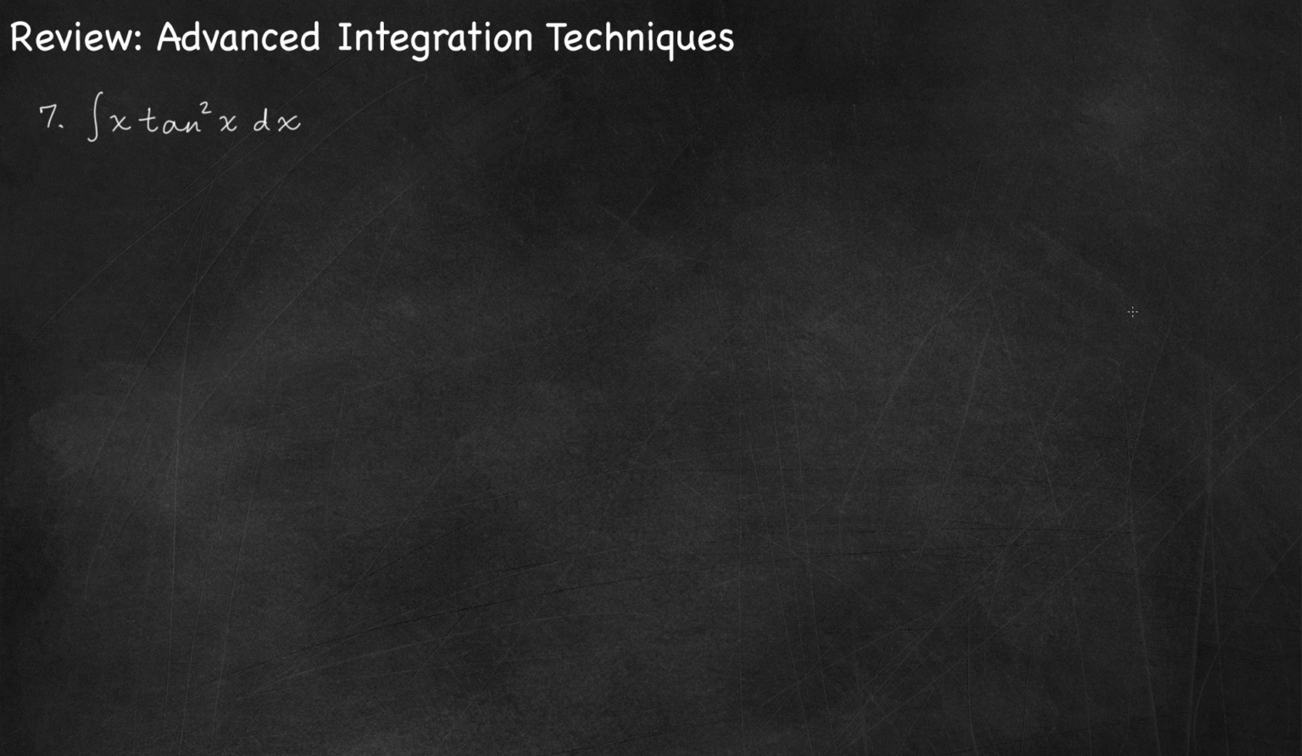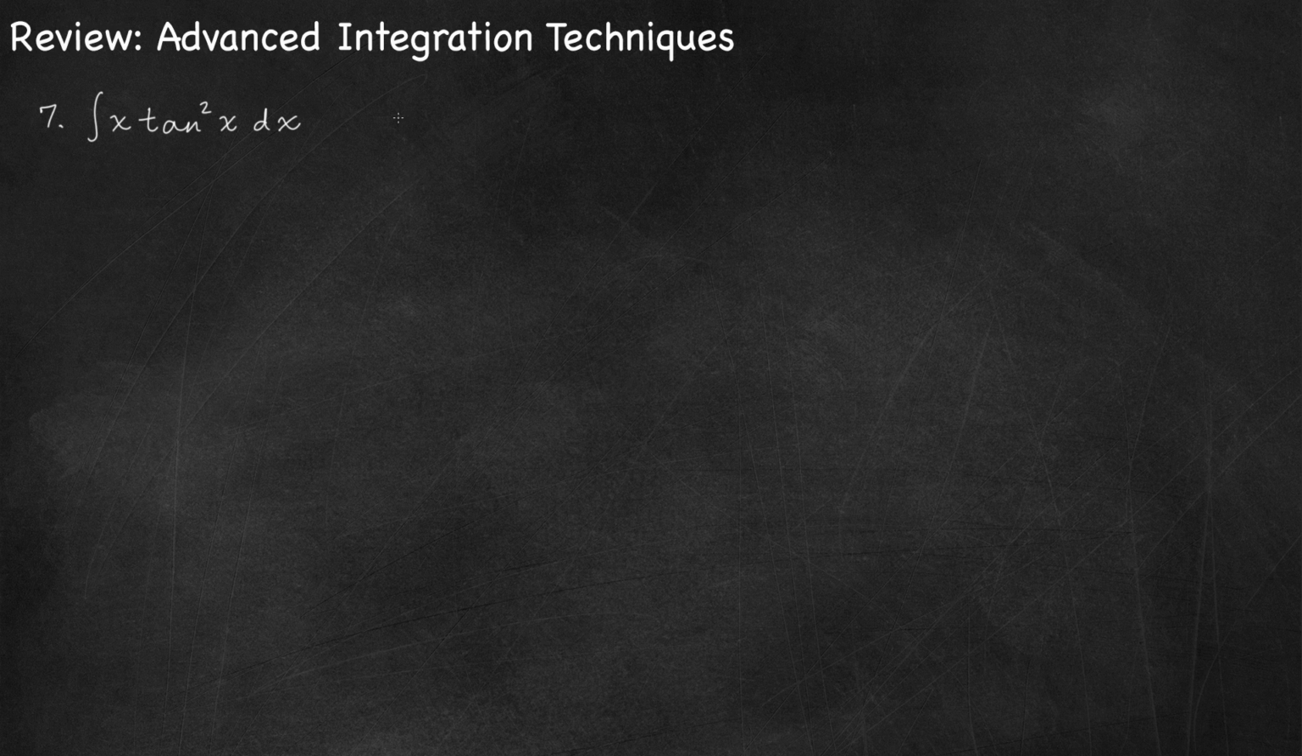Number 7, we want to integrate x tan squared x dx. Well, we can't do a u sub with that x in front, so this looks like integration by parts. I'm a little hesitant because I don't think it's easy to integrate tan squared x in our integration by parts, but it's manageable. We can do it.